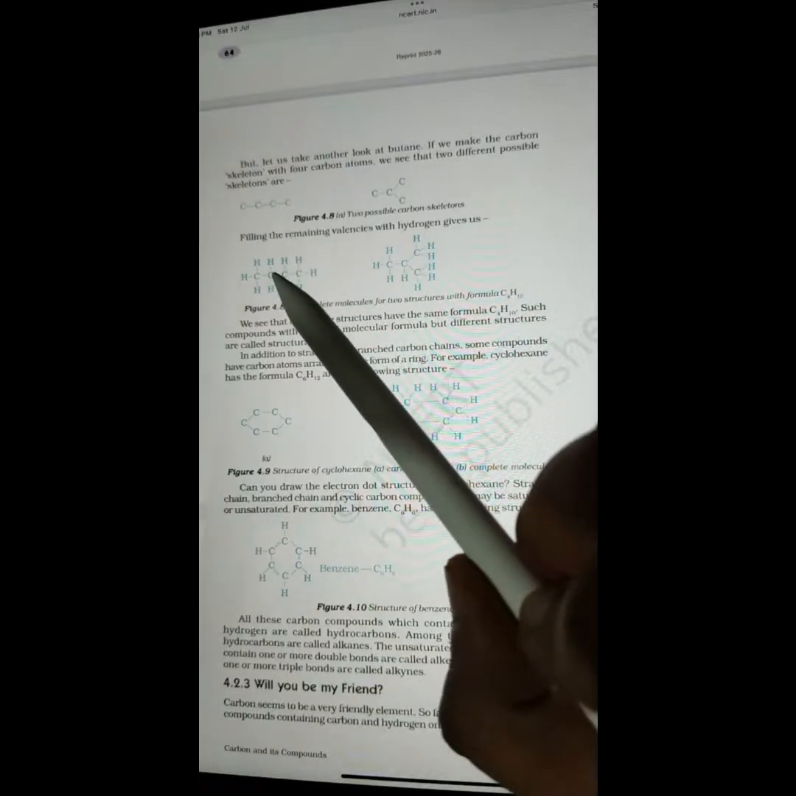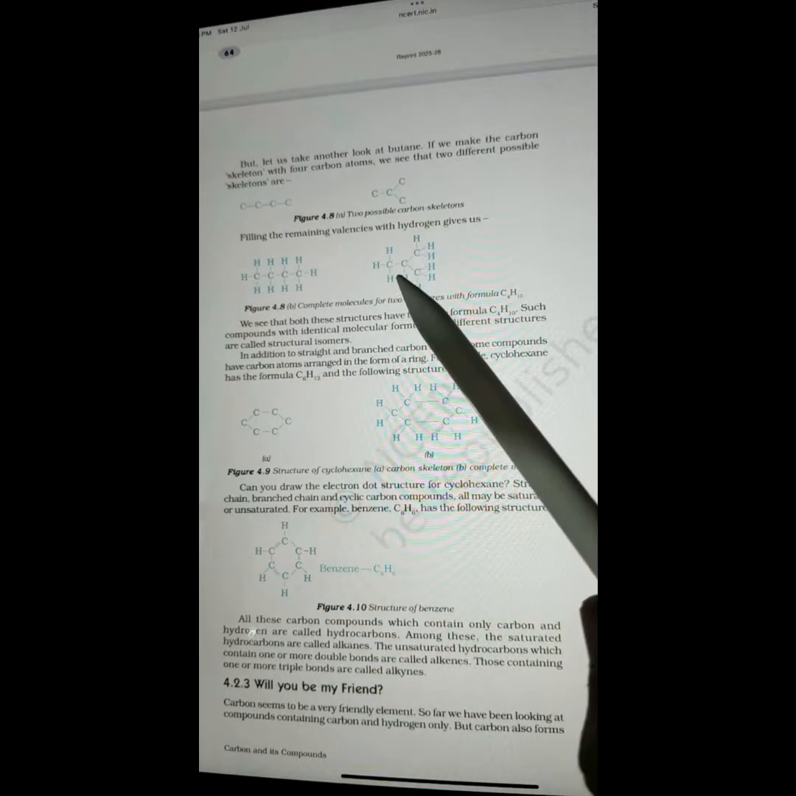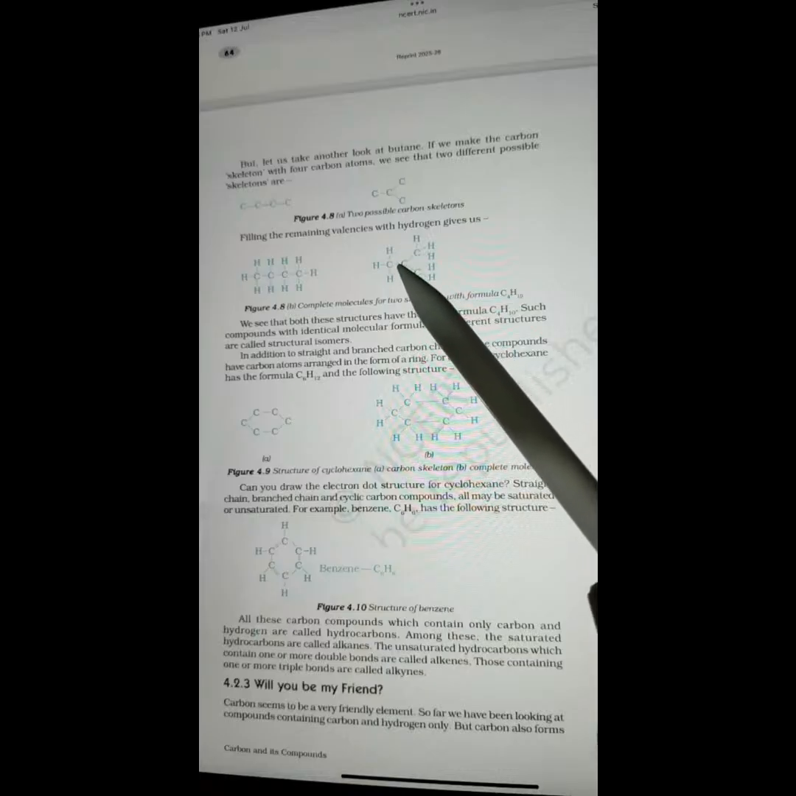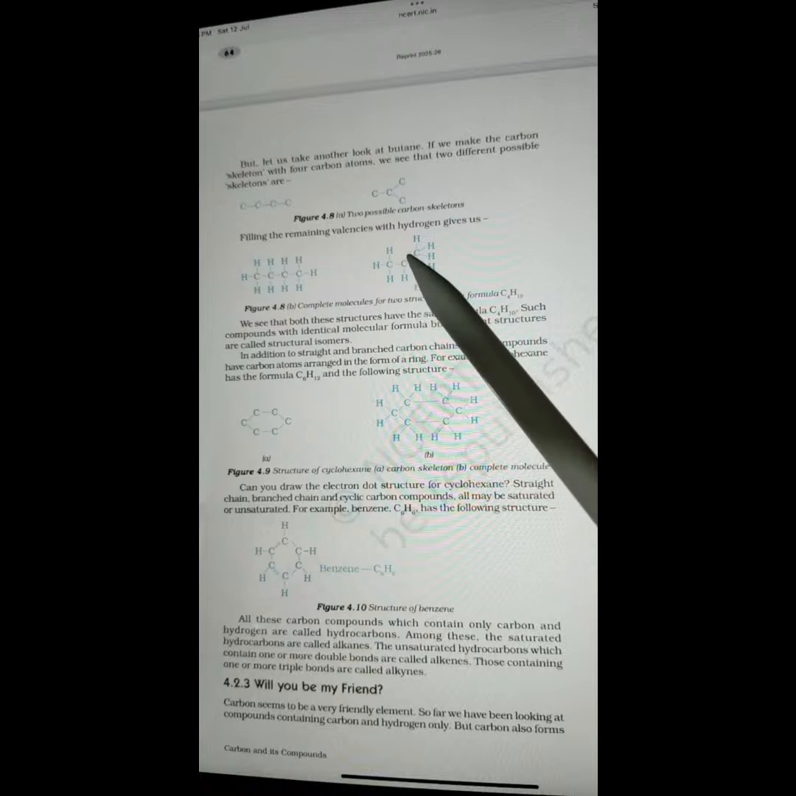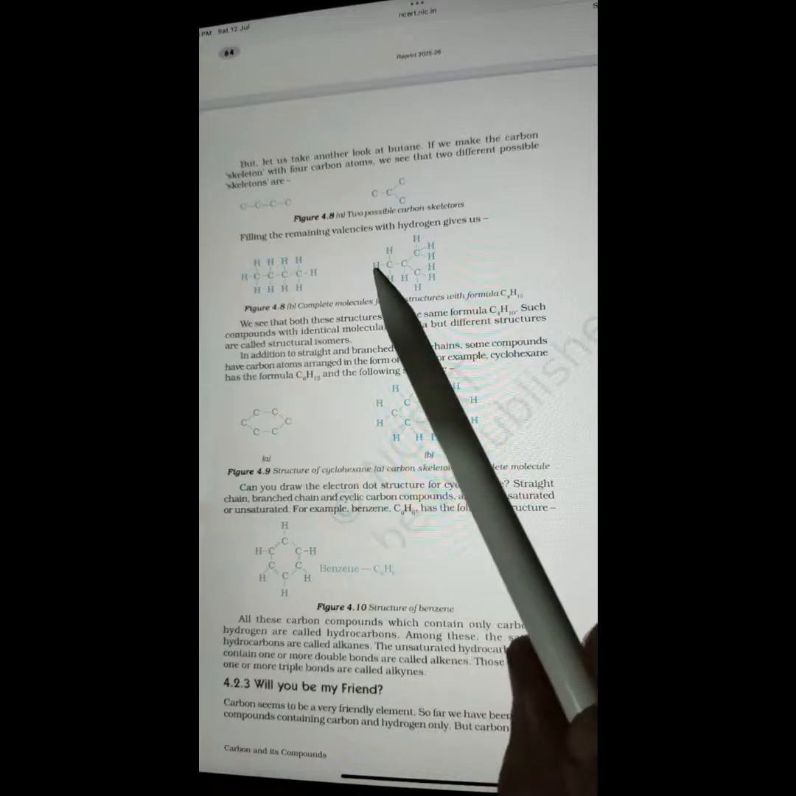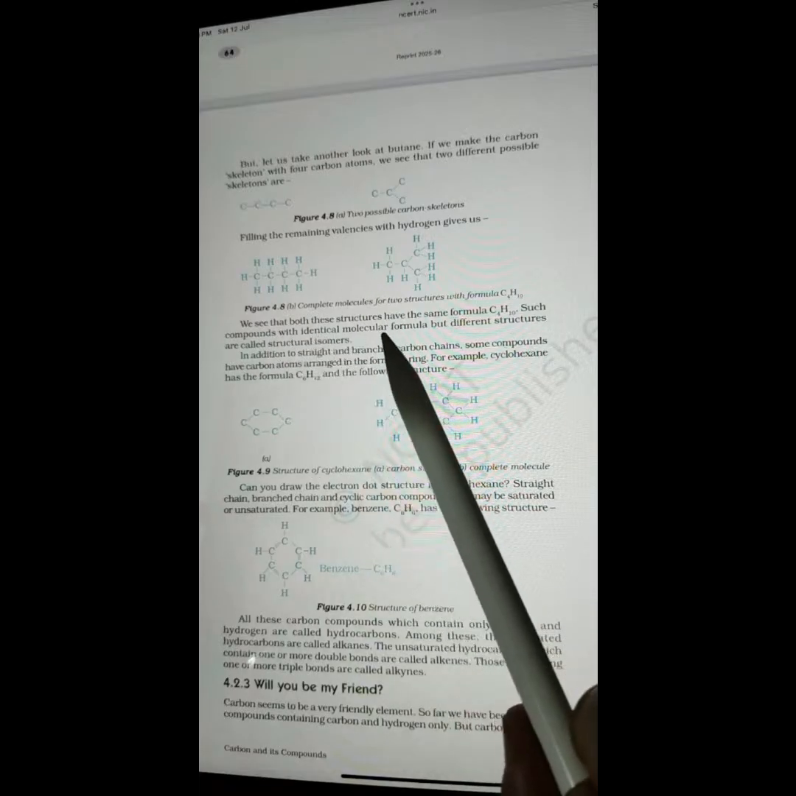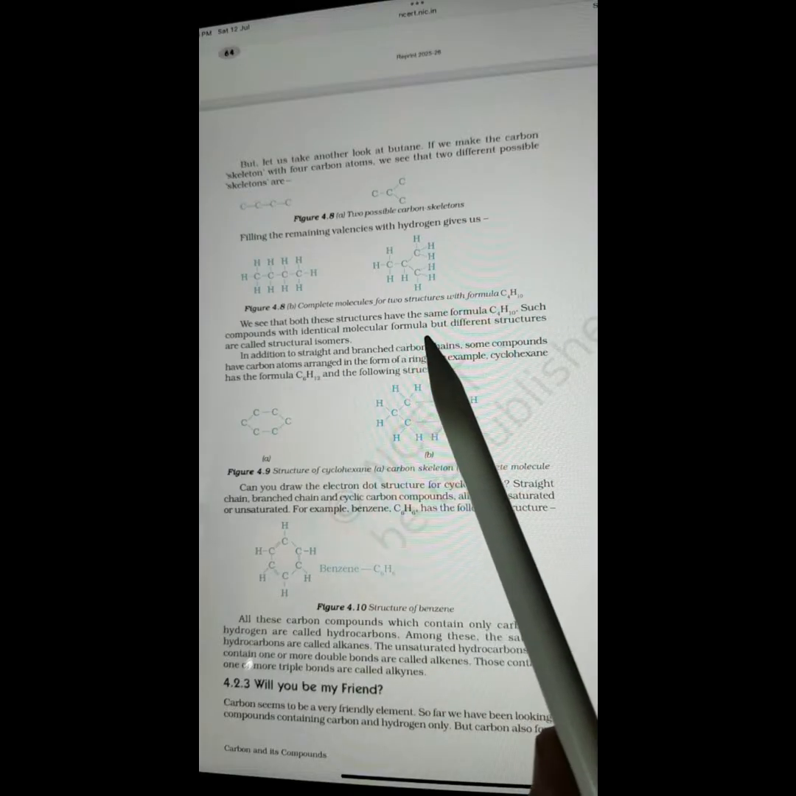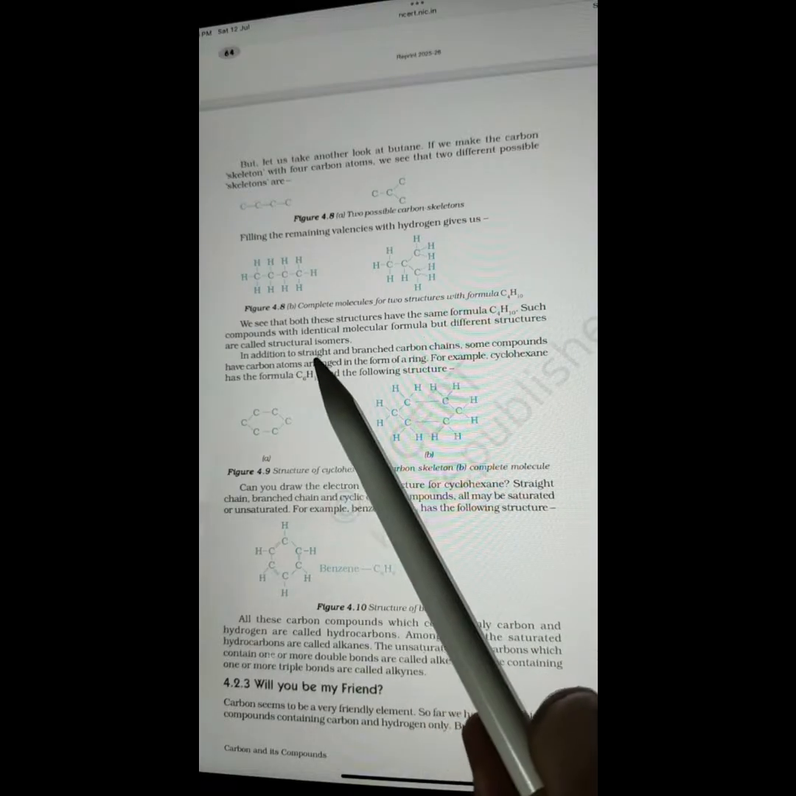So this straight chain was already shown in the previous table, and this is how we complete the valency of carbon by writing hydrogen along its side. See here, we have not written hydrogen at the top because the valency is already fulfilled. 1, 2, 3, 4. See this carbon, 1, 2, 3, 4. Here also 1, 2, 3, 4. Every time the valency is satisfied, whether we are making the branched one or the straight one. We see that both these structures have the same formula, C4H10. Such compounds with identical molecular formula but different structures are called structural isomers.